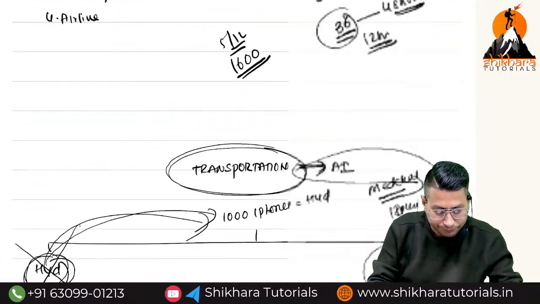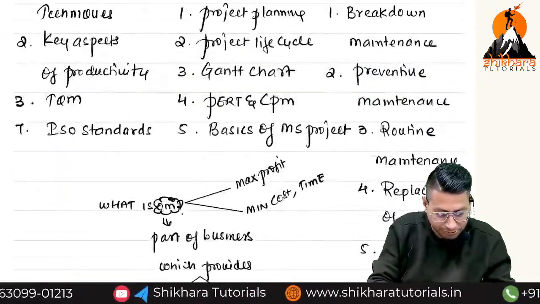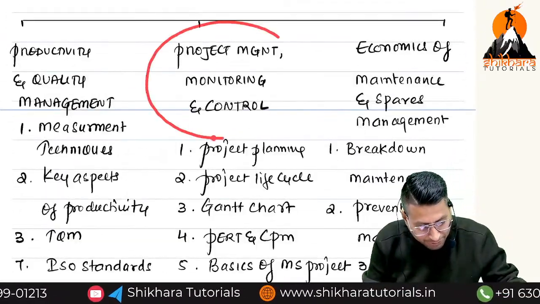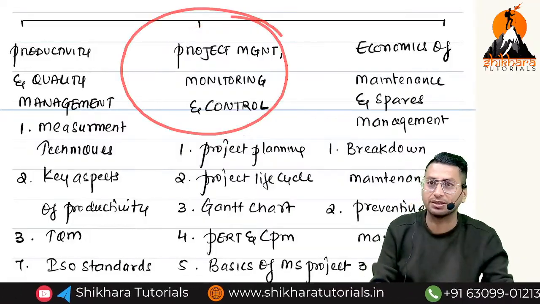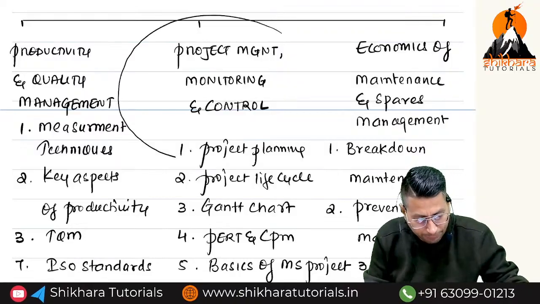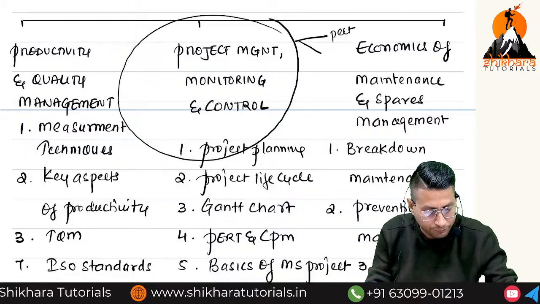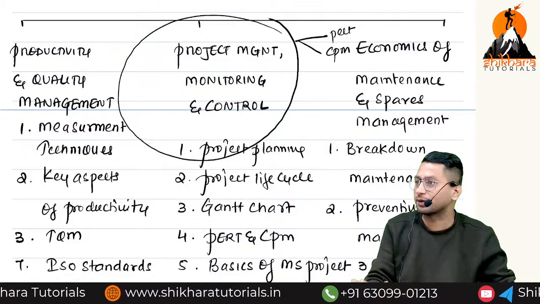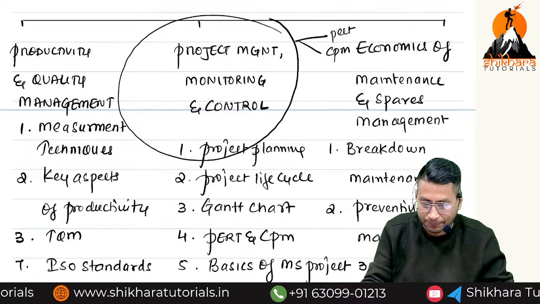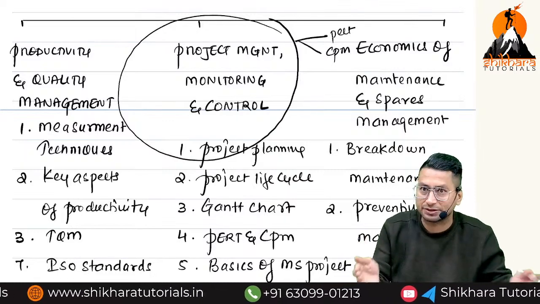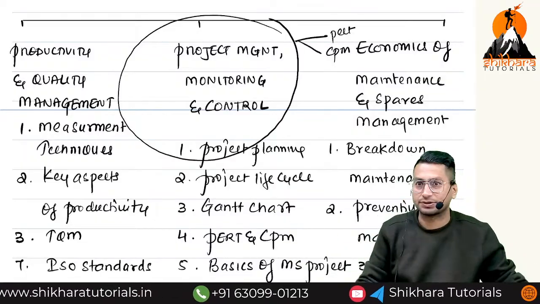Then the next chapter, which I told you is one of the very important chapters, is project management, monitoring and control. Basically here we have only two concepts: one is PERT, the second is CPM. Simple. We will see what PERT and CPM are later on. As of now, just remember, a business activity is not done by one person. It is divided into multiple parts.